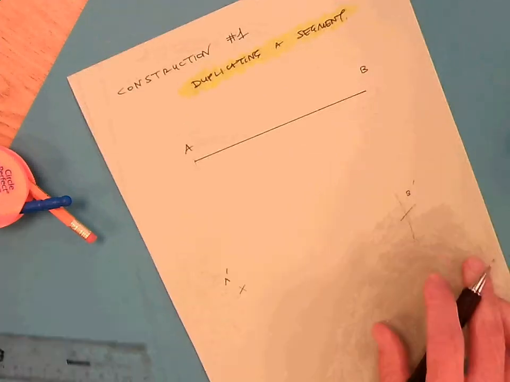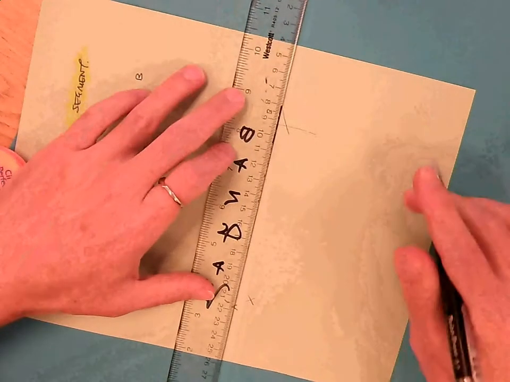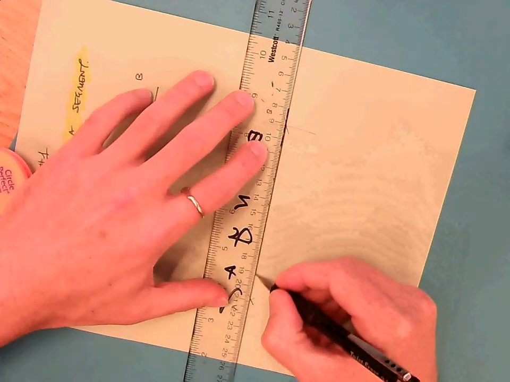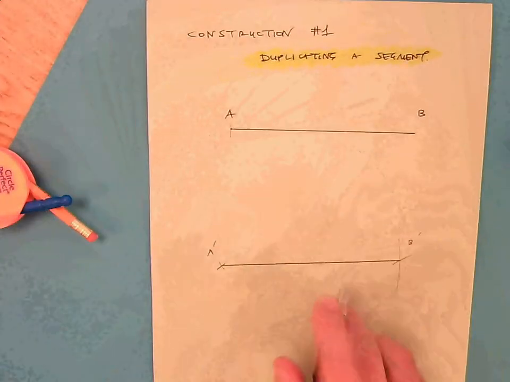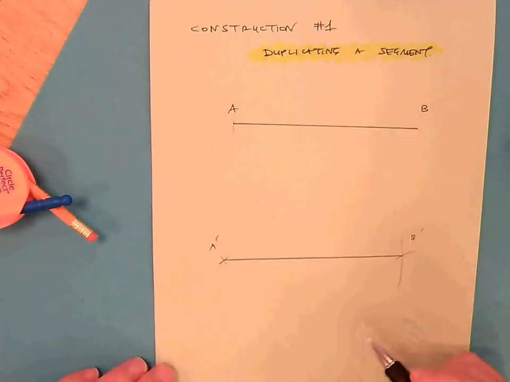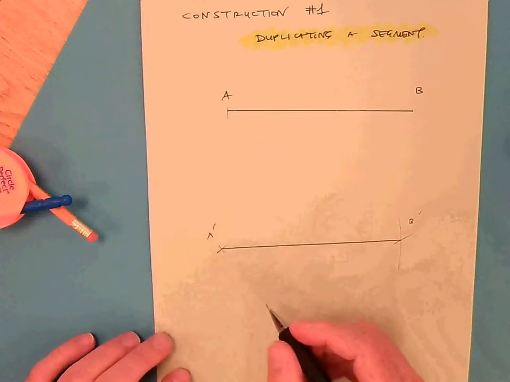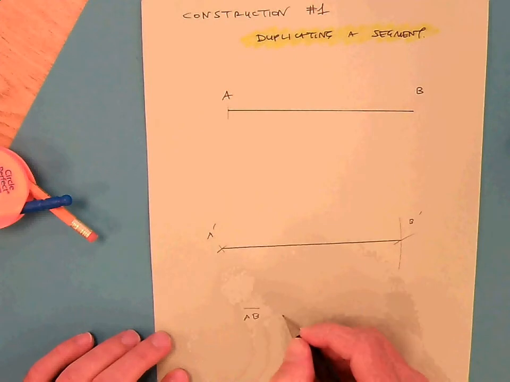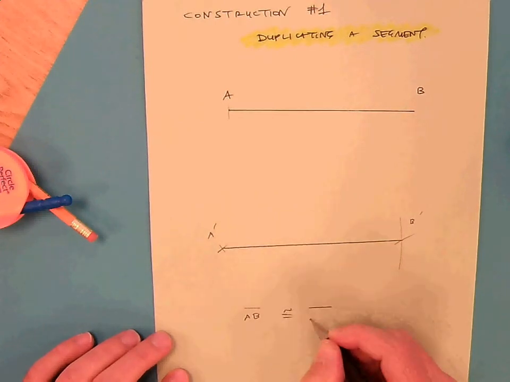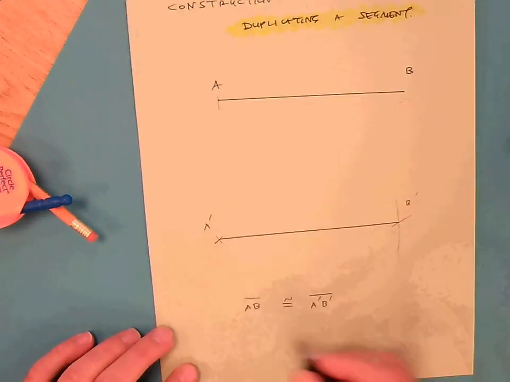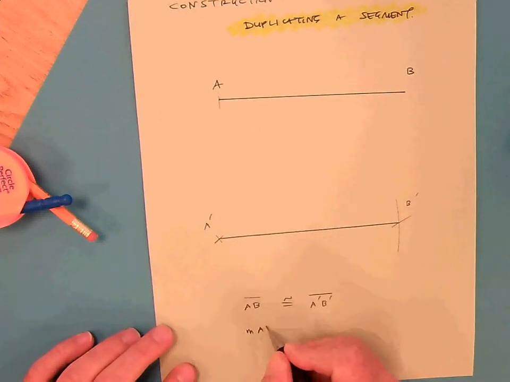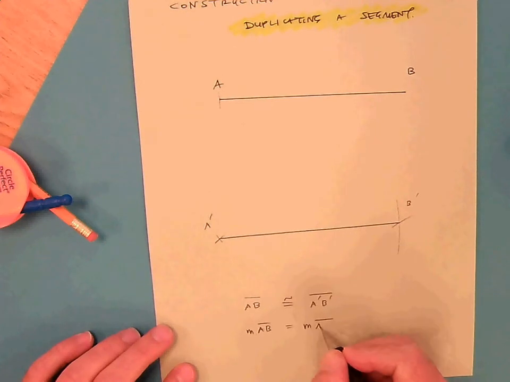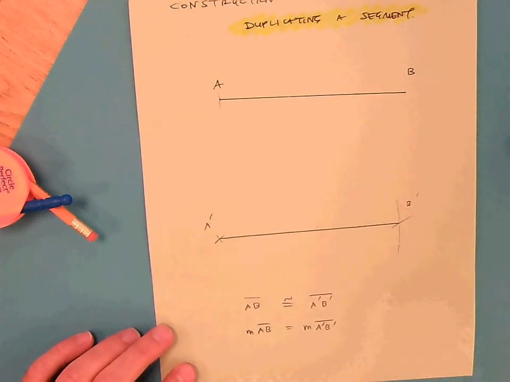Now I can use my straight edge. Lining up the points A prime and B prime, I now have a line segment that has the same distance from A to B. Thus I've duplicated this distance. So the statement I could write then is the following. Segment AB is now congruent to segment A prime B prime because the measure of segment AB is equal to the measure of segment A prime B prime. Easy enough.